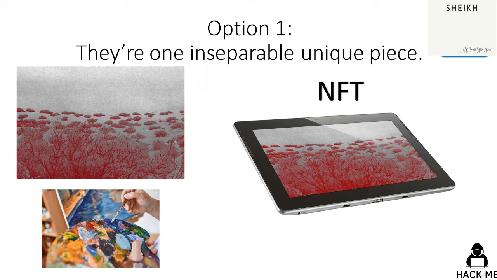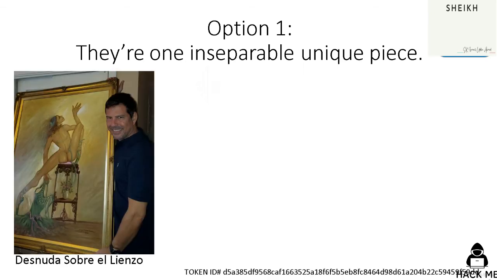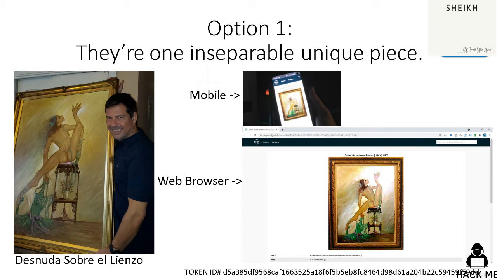They're one and inseparable. It's one unique piece which corresponds with the physical painting and the NFT that matches it. This is the case of Desnuda sobre el lienzo, which is a painting by one of my favorite artists, Lucy Enriquez, and it's a physical painting. Here I am with the painting, but I happen to own the NFT corresponding to that painting. That is, I have the NFT for that original painting, and it's recorded on the Bitcoin Cash blockchain.